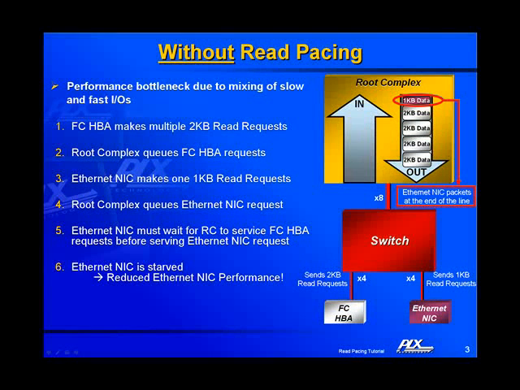However, the Ethernet NIC must wait for the root complex to service the fiber channel HBA requests before servicing the Ethernet NIC's read request. This causes endpoint starvation on the Ethernet NIC. As a result, the Ethernet NIC performance is significantly impacted.